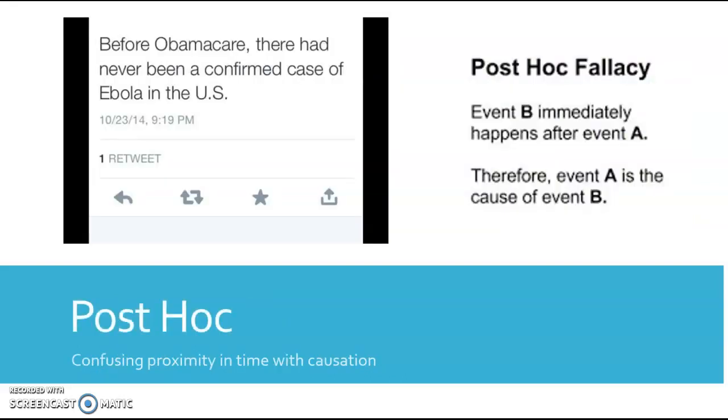Okay, next up, we have the post hoc fallacy, and that is where we basically confuse proximity in time with causation, and we think that one is going to cause the other. So event B immediately happens after event A. Therefore, event A is the cause of event B. A tweet here: before Obamacare, there had never been a confirmed case of Ebola in the US. You can see that they are taking event A, Obamacare, and assuming that event B, Ebola, happened because of it. That is a post hoc fallacy.